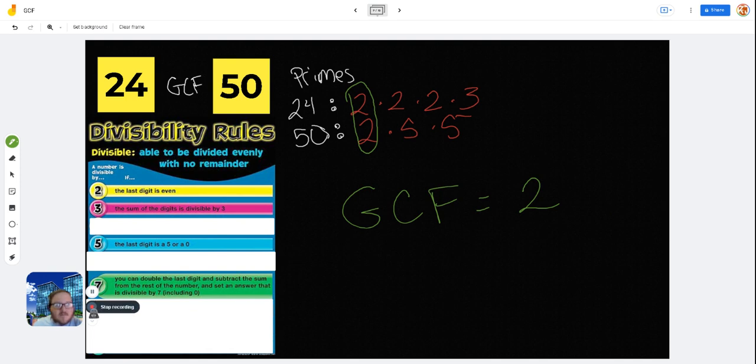All right, that's all for greatest common factor and the method on how to solve it. Let's see how you do on the next slide.